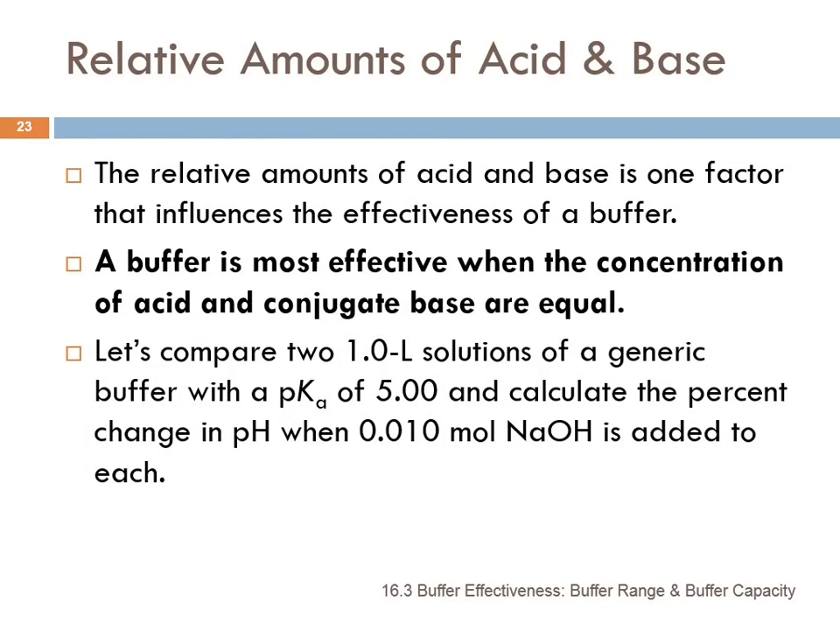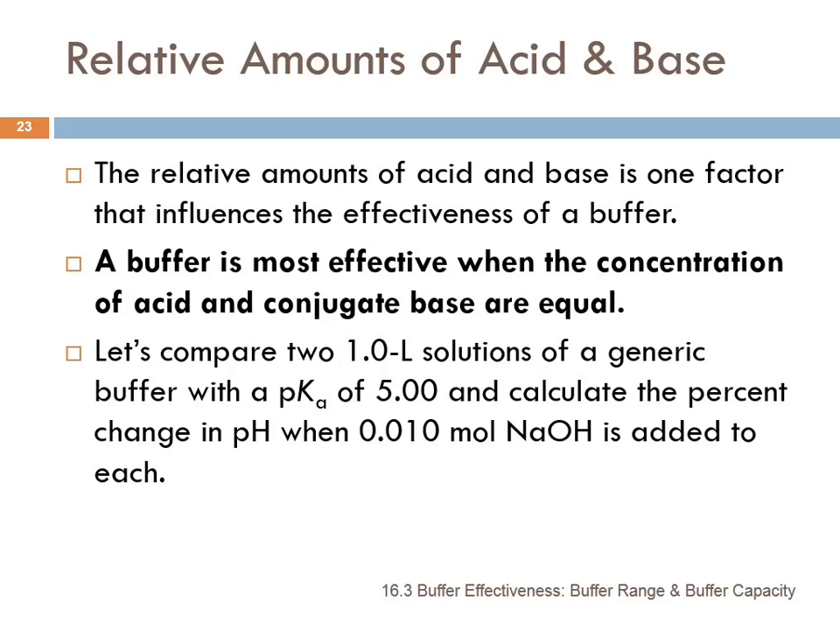16.3, buffer effectiveness. And so we're going to discuss buffer range and buffer capacity. One of the things that influences how effective a buffer is would be the relative amounts of acid and base. That's one factor. So a buffer is most effective when the concentration of acid and the conjugate base are equal or very close to equal.